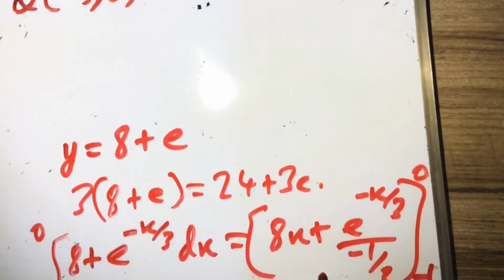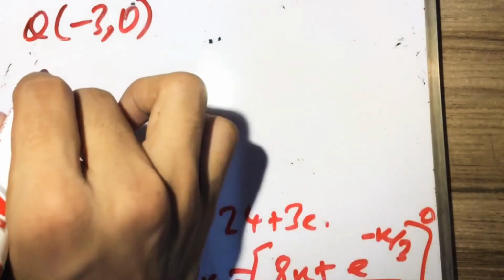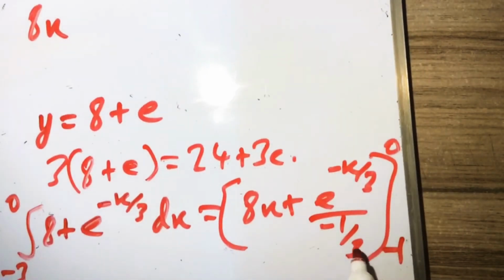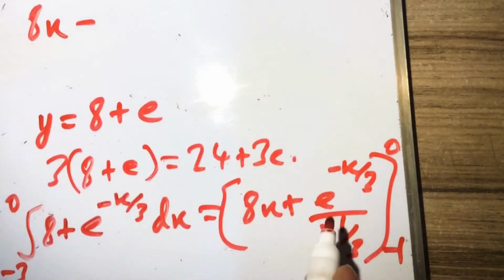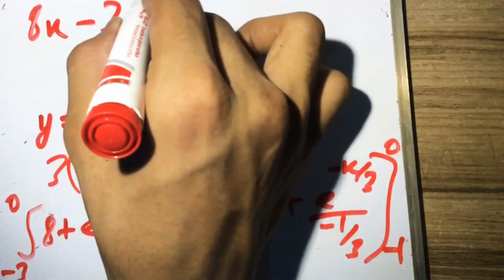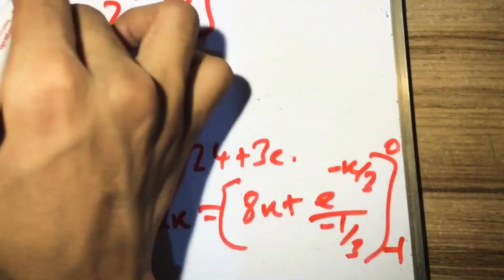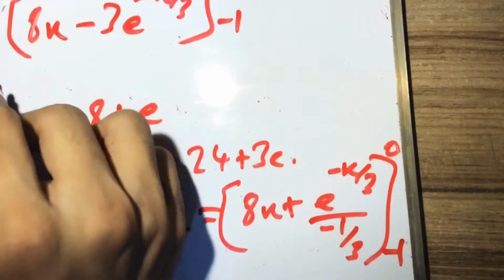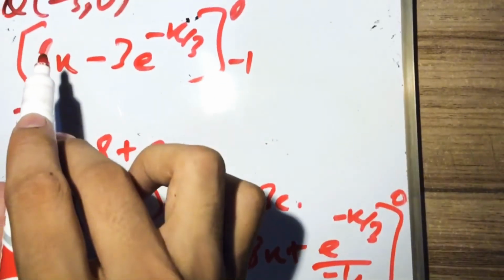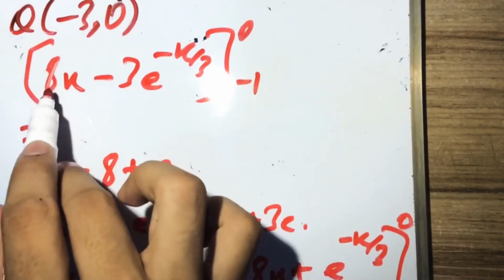Now substituting the values, 0 substitute over here. First we'll simplify this in part. So 8x. Now the minus sign goes over here and 3 is shifted to the numerator. This is from 0 till minus 1. So when 0 is substituted over here in 8x, it becomes 0.